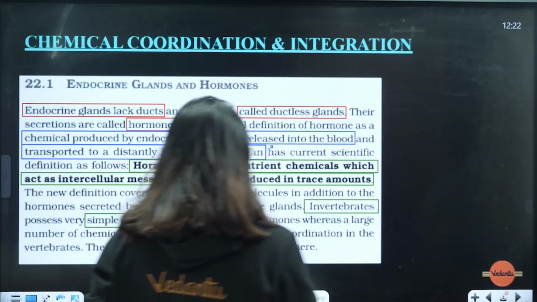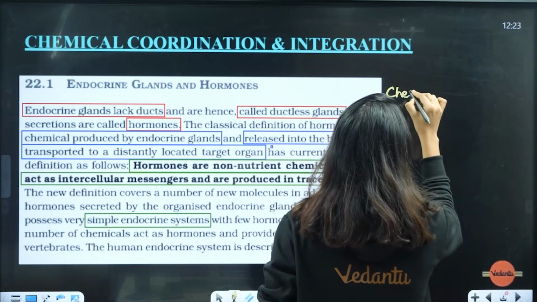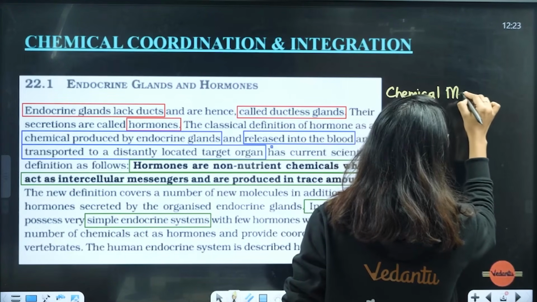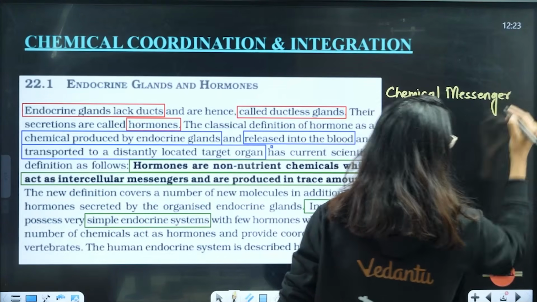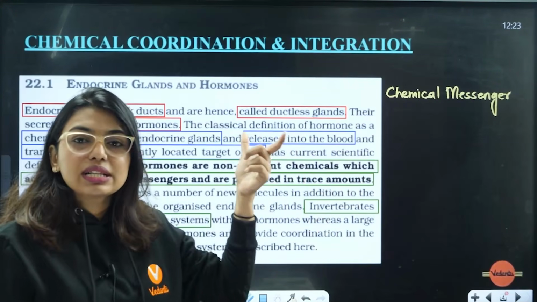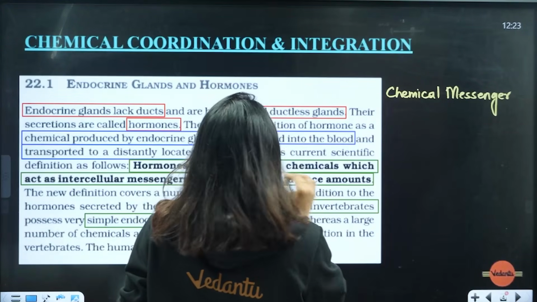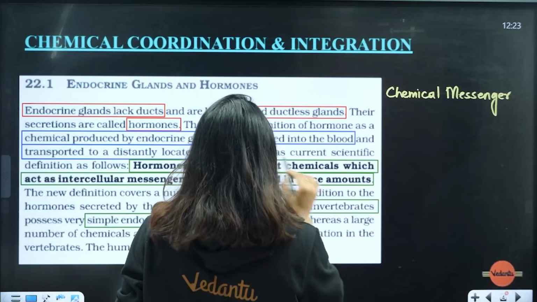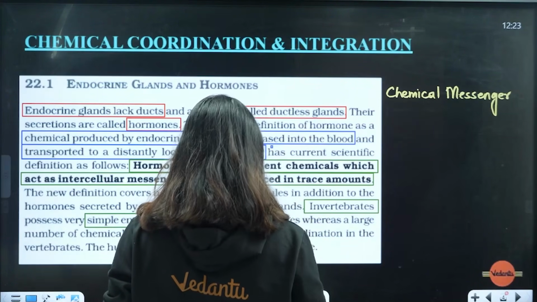So students, what do we know about hormones? You have to know this: hormones are actually chemical messengers. This is the best way to study this chapter: side by side NCERT plus notes. Short notes. Hormones are what, students? Chemical messengers. Okay, I don't like this color, we will change the color. We can change it to another color. What color? Blue. Okay.